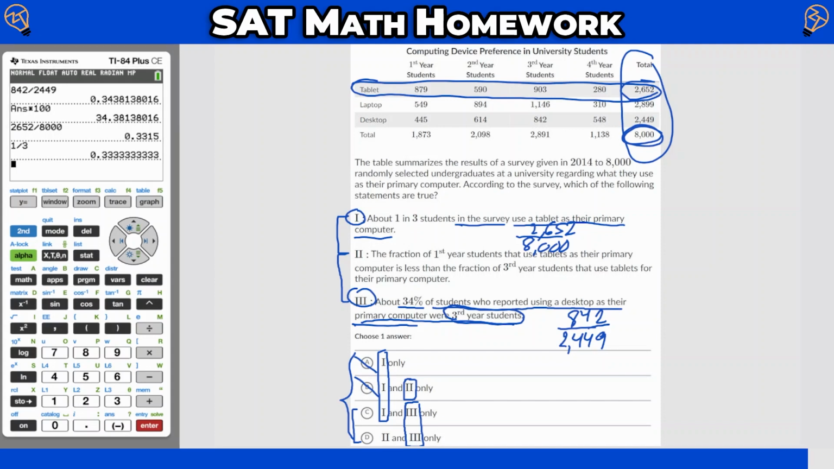And if Roman numeral 1 is true, that makes C the correct answer. And we didn't even have to look at Roman numeral 2.